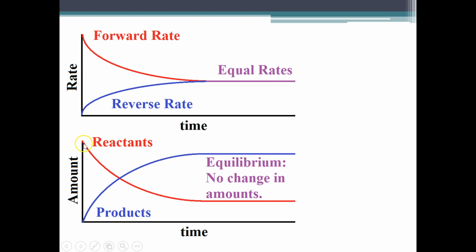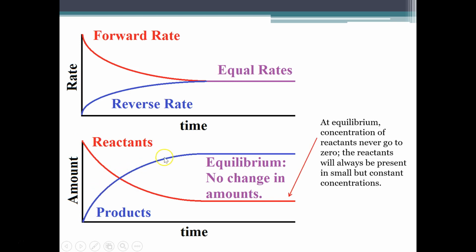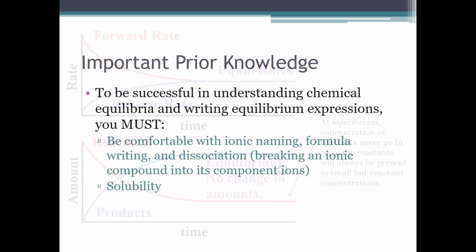We can also look at a plot of the amount of reactant and product over time. Initially, we have all reactants and no products. As time progresses, reactants are consumed and products are produced, and they'll continue to be consumed and produced until the concentrations steady out. That means that at equilibrium, you'll never have an amount of reactants equaling 0. You could have really, really tiny amounts of reactants remaining, but it'll never go to 0 because you're always going to need some reactants to form products.